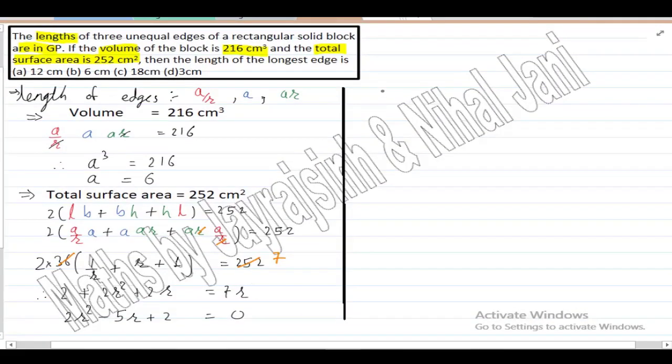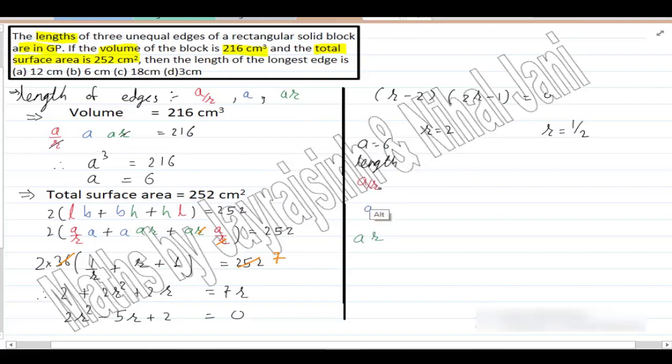We can easily factorize our quadratic equation and we will get r minus 2 and 2r minus 1 as the factors, which suggests that we will have two values of r. The first one is r is equal to 2 and the second one is r is equal to 1 by 2, and we already have the value of a is equal to 6, right? So the lengths of the edges, which are a by r, a and ar, for the first case r is equal to 2 will be 3, then 6 and finally 12, and in case of r is equal to 1 by 2 we will have 12, 6 and 3. But we need to get the longest edge, and the longest edge is 12 in both cases, right? So tada! A is your final answer.